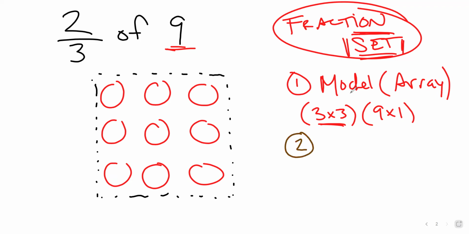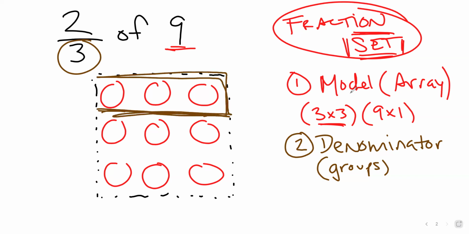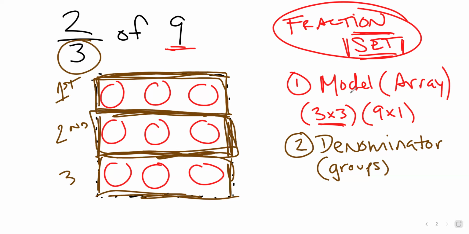My next step is I'm going to use the denominator to think about how many groups I have. I'm going to say denominator groups, right? And according to this, I have 3 groups. So I'm going to make those groups. See what I do here? I'm going to take that array. There's the first group right there. I'm going to call that first. And then right here would be a second group. See what I'm saying? I'm making 3 equal groups. This would be my second group. And this right here is my third group.